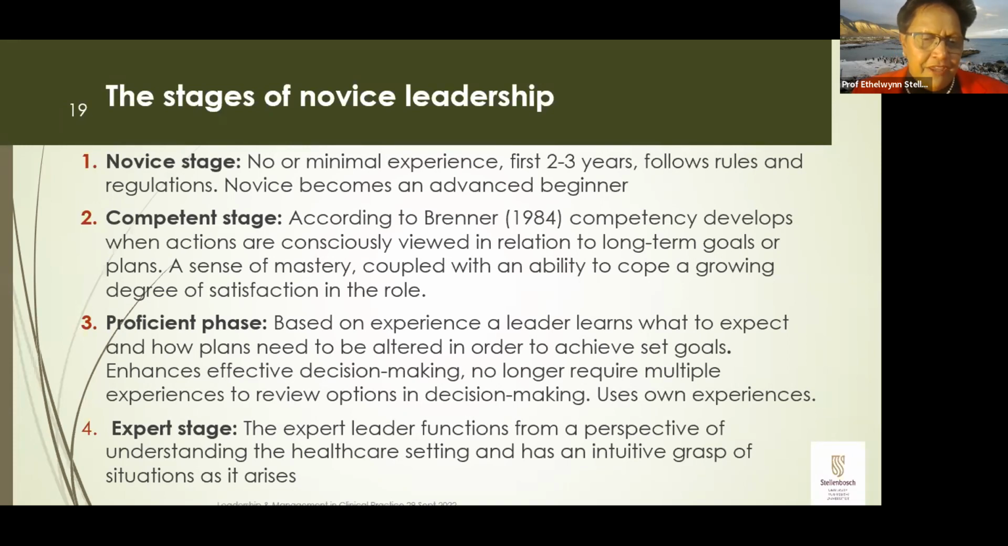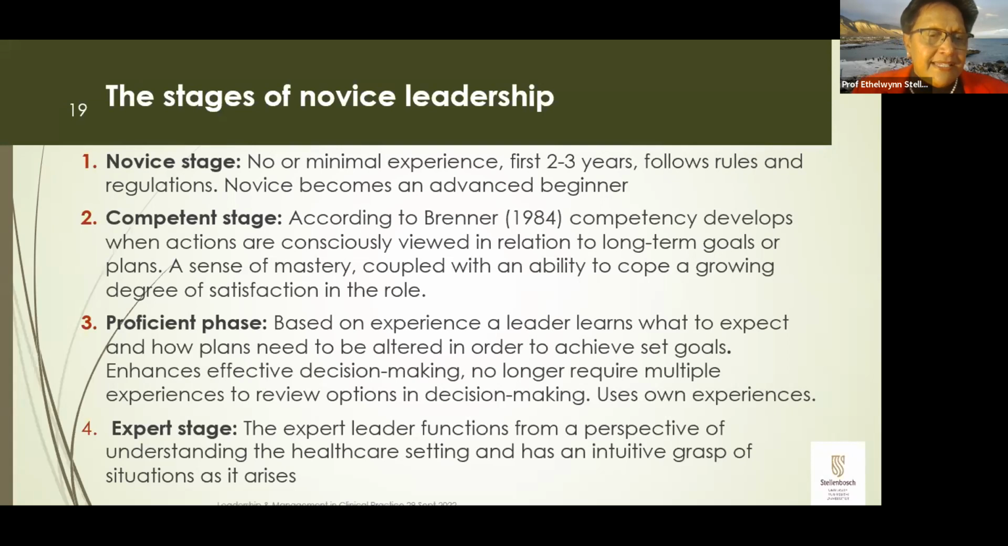And then the proficient phase, based on experience, a leader learns what to expect and how plans need to be altered in order to achieve set goals, enhances effective decision-making, no longer requires multiple experiences to review options in decision-making, uses own experiences. And the expert stage is where the expert leader functions from a perspective of understanding the healthcare setting and has an intuitive grasp of situations as they arise.